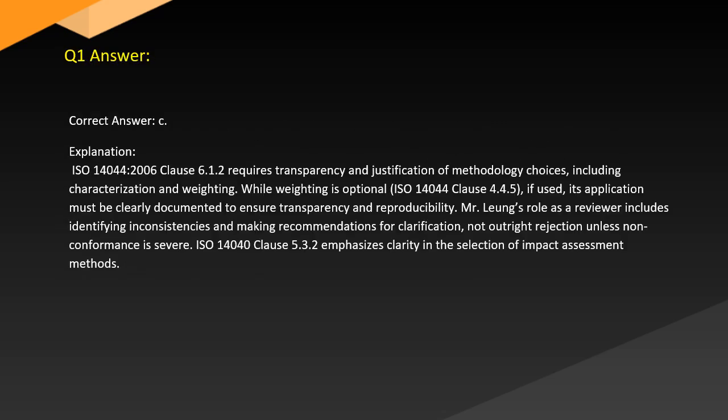Answer. Correct answer: C. Explanation. ISO 14044:2006 Clause 6.1.2 requires transparency and justification of methodology choices, including characterization and weighting. While weighting is optional, per ISO 14044 Clause 4.4.5, if used, its application must be clearly documented to ensure transparency and reproducibility. Istaloon's role as reviewer includes identifying inconsistencies and making recommendations for clarification, not outright rejection, unless non-conformance is severe. ISO 14040 Clause 5.3.2 emphasizes clarity in the selection of impact assessment methods.